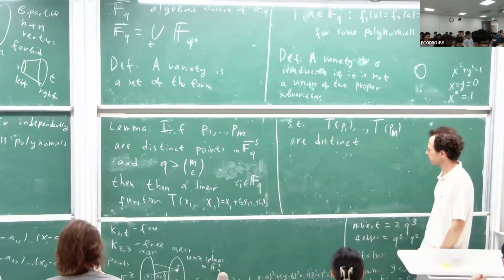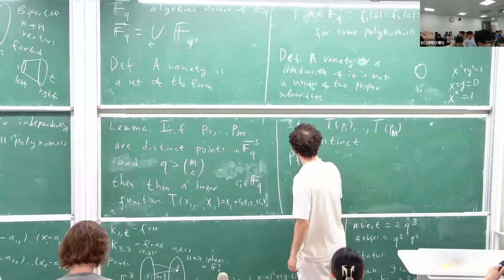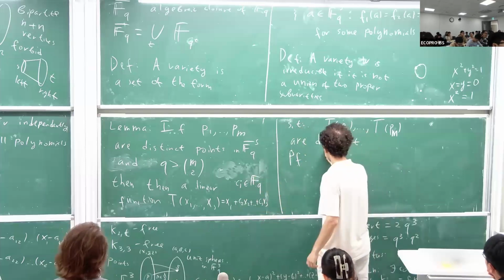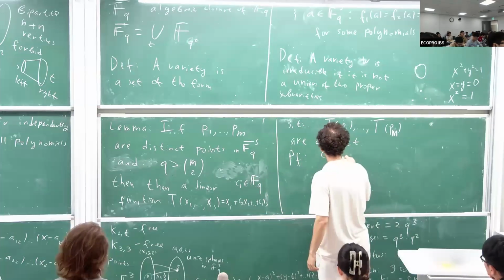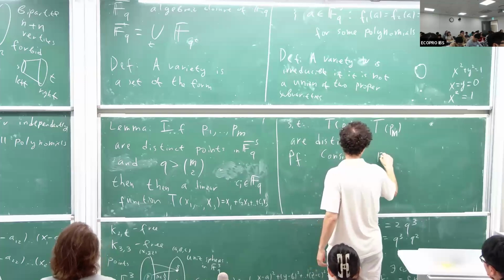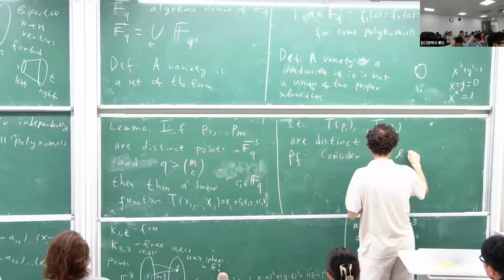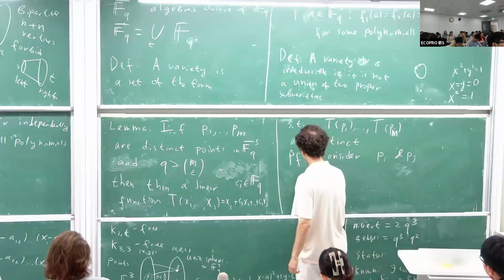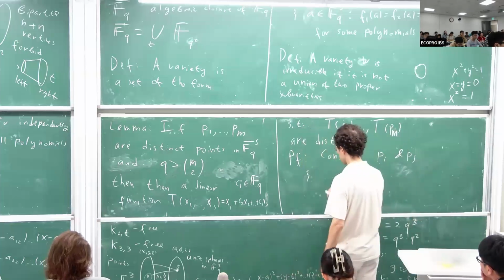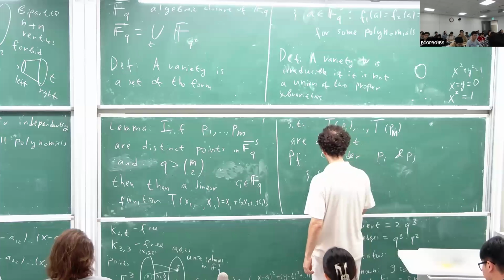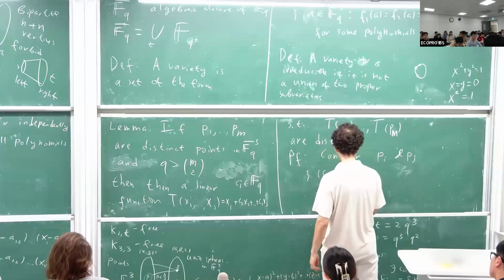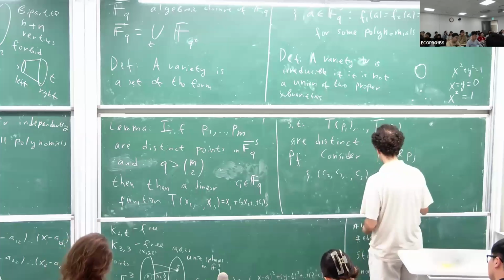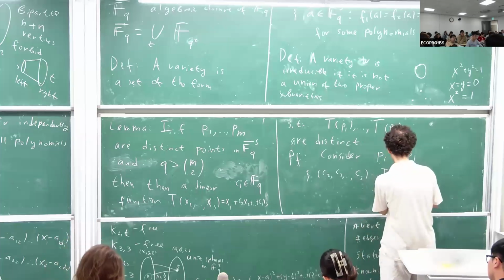Okay. For the proof, let's consider some pair of points, some PI and PJ. So the set of CS such that the images are the same.